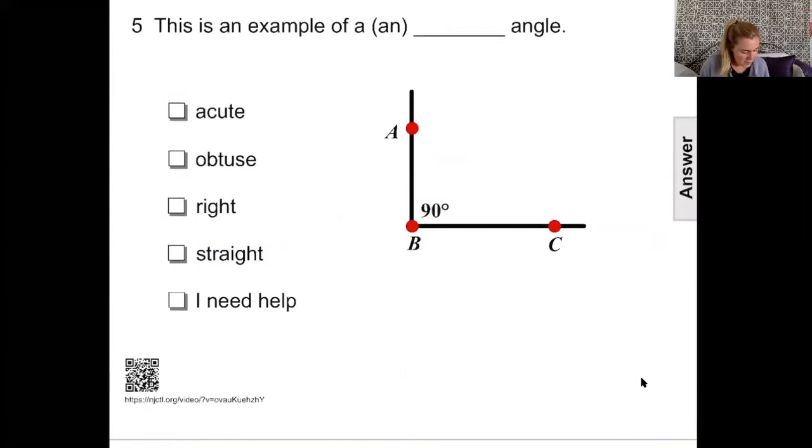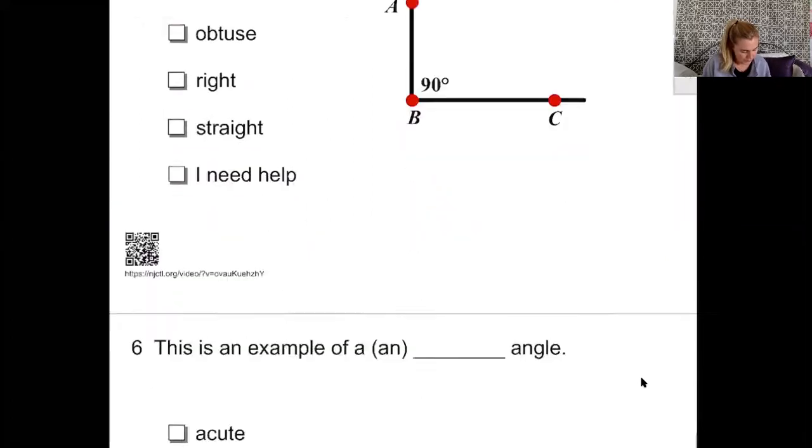So question 5, this is an example of a blank angle. Well, what do we think? When we look at this, we notice that this is 90 degrees. There also could have been a box drawn right here. So therefore, we automatically know that this is a right angle. All right, anybody have any questions on that?